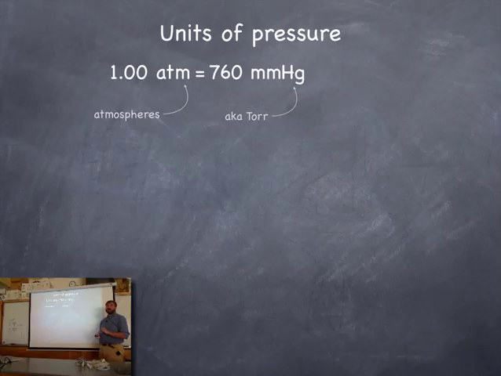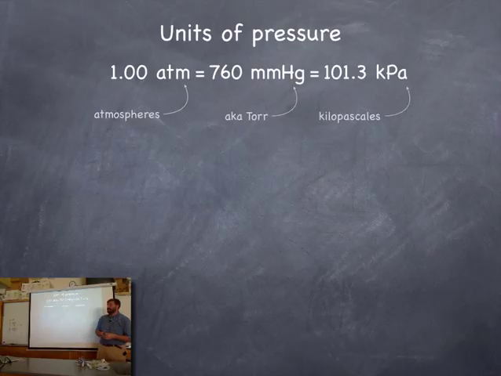Now, the scientific unit, the System International unit for pressure is the Pascal. And a Pascal is a force of 1 Newton over 1 square meter. It's a very small pressure. Okay? So it takes a lot of pascals to equal 1 atmosphere. In fact, it takes 101,000 pascals to equal 1 atmosphere. So we typically work with kilopascals. Okay, kilopascals.